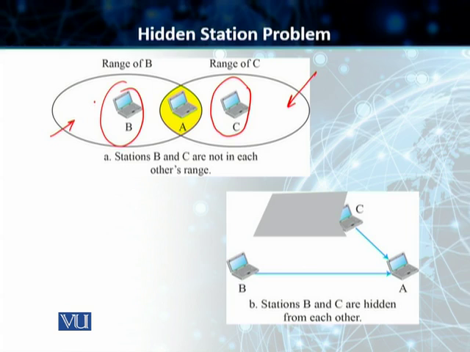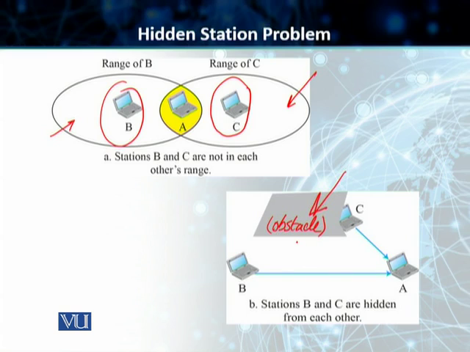Students, second scenario, bottom figure, as you can see, B can see A and C can see A as well, but C and B cannot see each other. So basically, they are hidden from each other because there is an obstacle, as you can see in the middle. This is an obstacle that does not allow the propagation of electromagnetic waves through it.